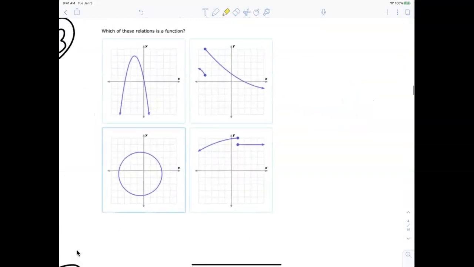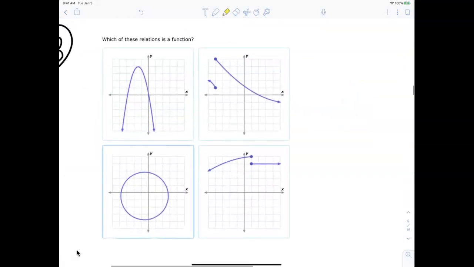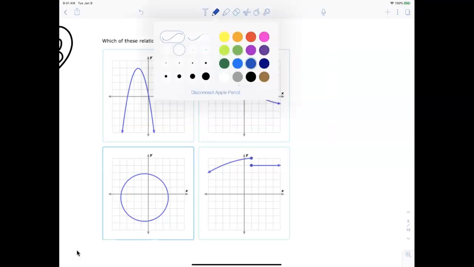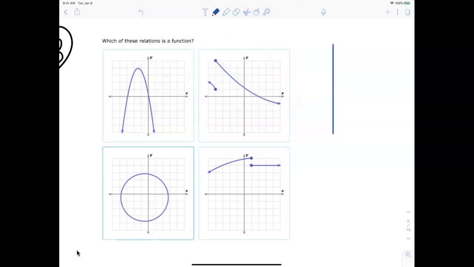Now let's look at number 13. Which of these relations is a function? Because it's a graph, we're going to draw a vertical line. That's probably a little too thick, so I want to make it a little smaller so you can see better. There's my vertical line. I love Notability because I can make demonstrations. If I draw this vertical line, it only touches on the first one at one spot. So that is a function.